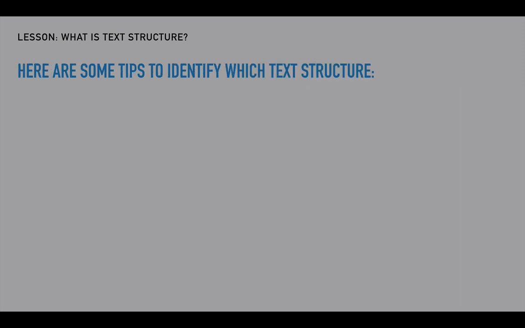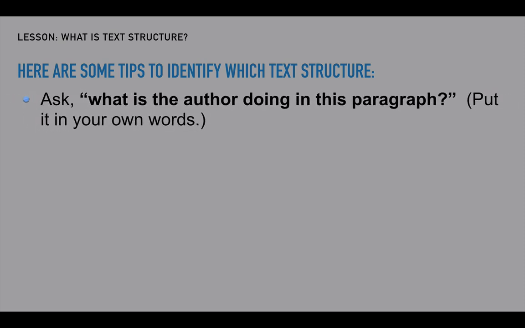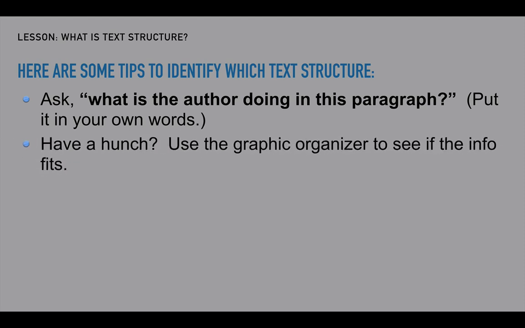Here are some tips to identify which text structure. First of all, ask, what in the world is the author doing in this paragraph? Or what in the world is the author doing in this article? And put it in your own words. And from your own words, you should have a hunch. And there are graphic organizers you can use, which I'll provide in a later lesson to see if the info fits. So you can look at a graphic organizer and you can look at the hunch and the details that you have from your summary of the text, and you can see which one fits into that graphic organizer.